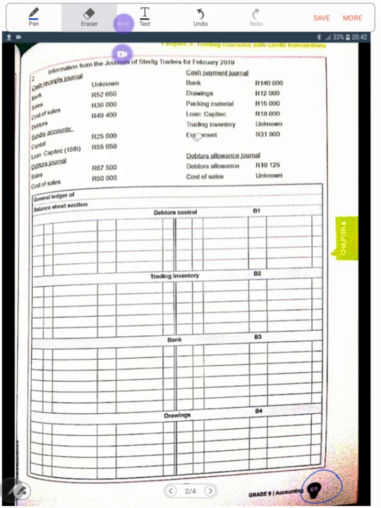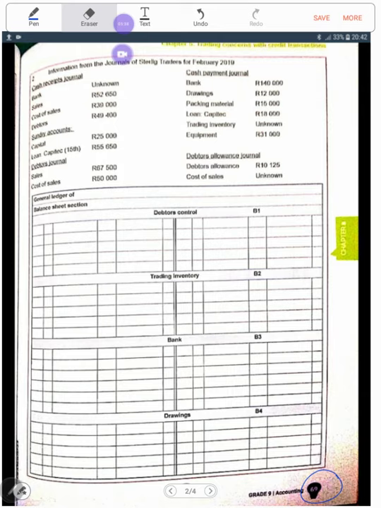Then we have our CPJ, our cash payments journal, and our trading inventory is unknown. How will we work this out? I'll take my bank account figure and subtract drawings, packing material, the loan repayment, as well as equipment that was purchased, and that will give me my trading inventory figure.